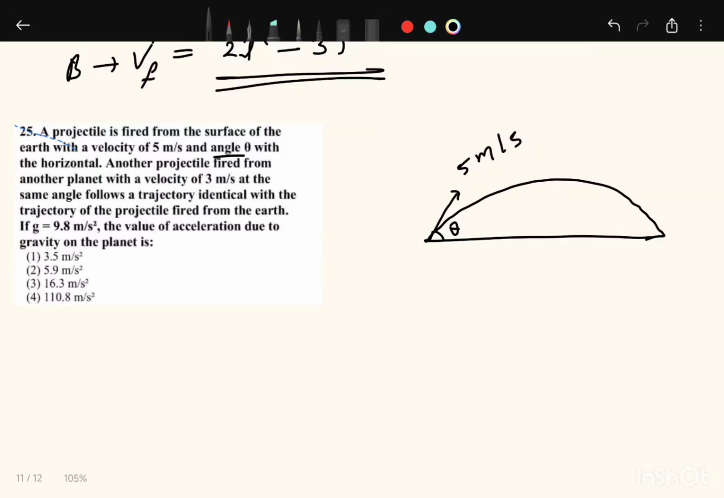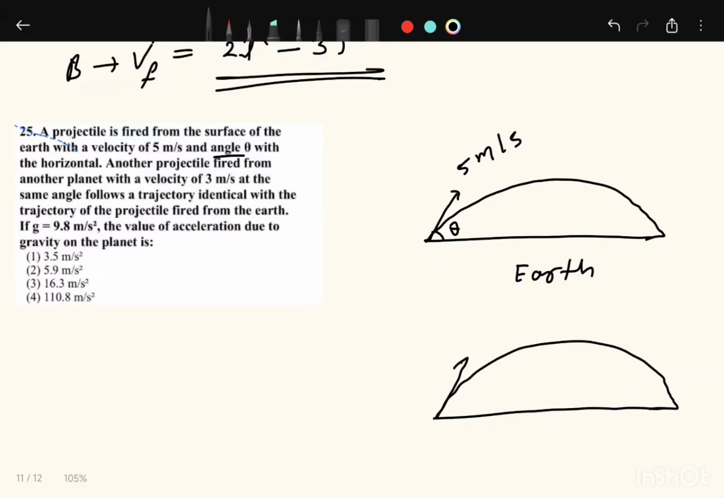The angle is theta with the horizontal. Another particle is fired from another planet. Okay, so this was, let's suppose, Earth, right? So let me take another planet. Then another projectile is fired with a velocity of 3 meter per second. So on another planet, the velocity is 3 meter per second, right? At the same angle theta, right? It follows a trajectory identical with the trajectory of the projectile fired from Earth. So the question is saying this trajectory of the projectile and this trajectory of the projectile on this planet are the same.